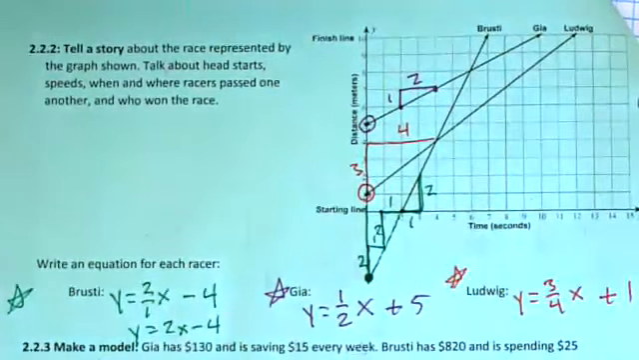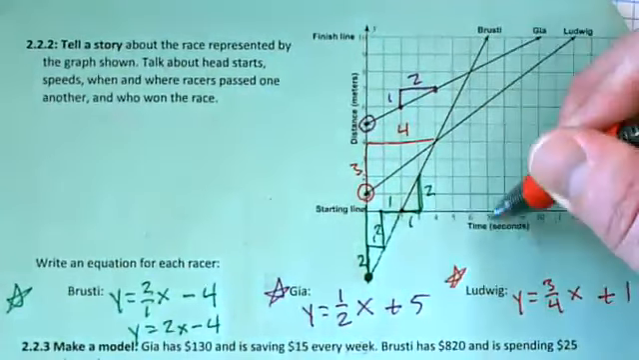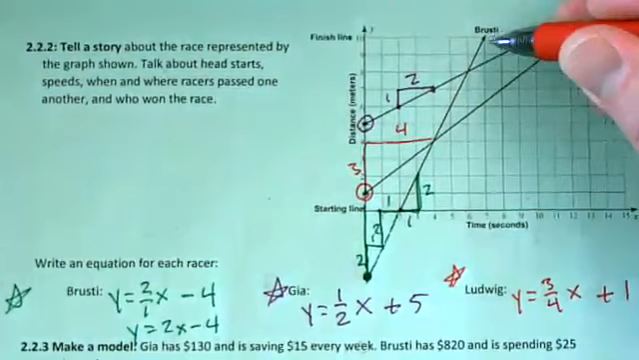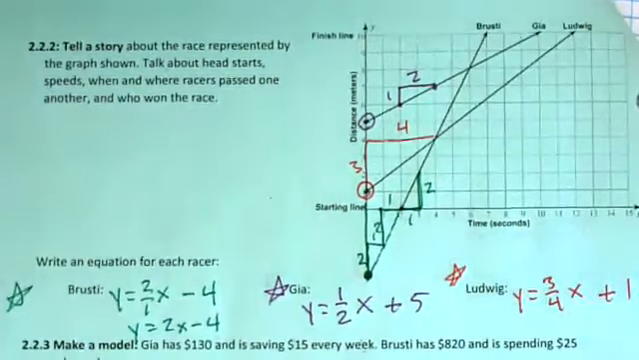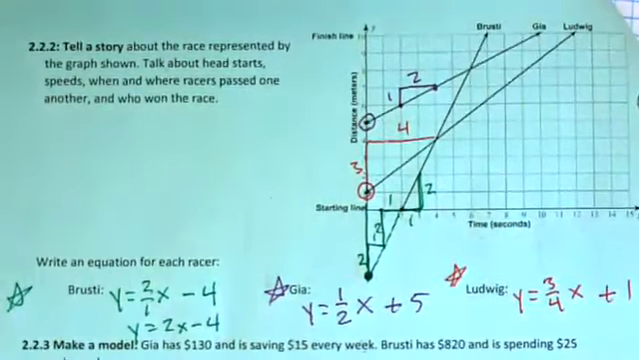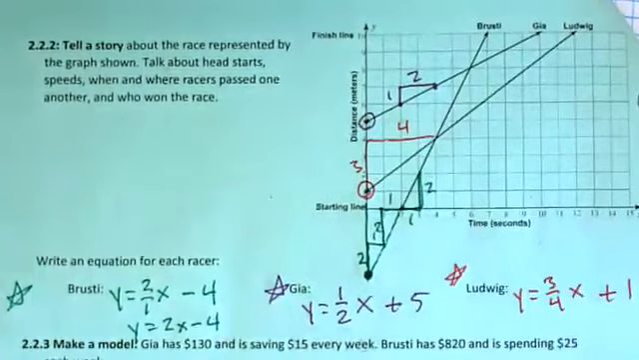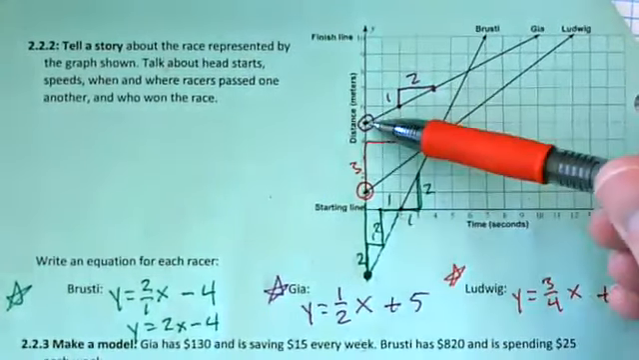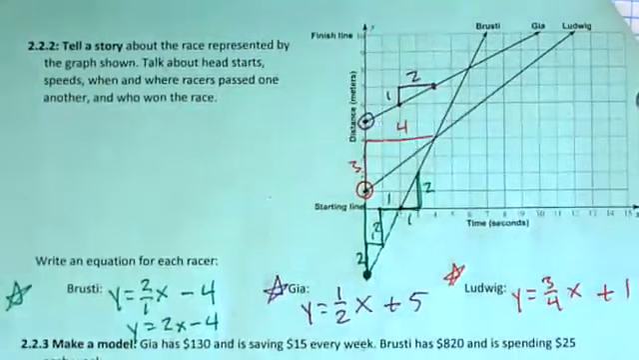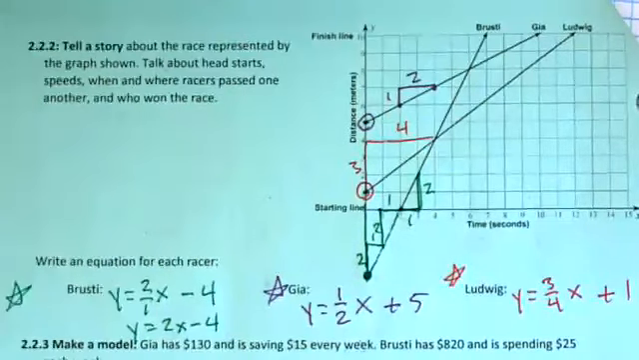Who won the race? Brewski won. How long did it take Brewski to finish? It took 7 seconds for Brewski to finish. Who had the biggest head start? Gia had the biggest head start. What was her head start? 5. Who did Brewski pass? Brewski passed both of them.